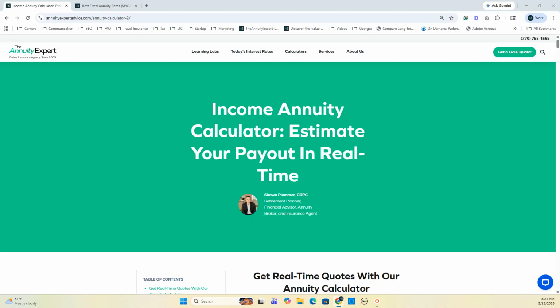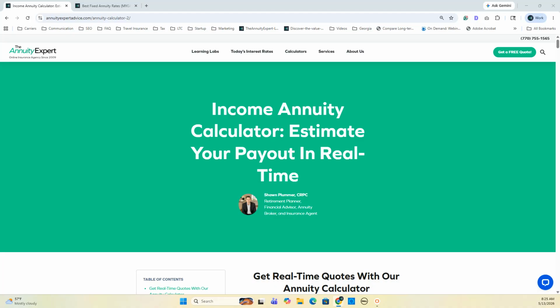So let's just say I'm young. I'm younger than age 59 and a half. I'm thinking about getting an annuity, and a SPIA is the only route for me that I can go with, right?